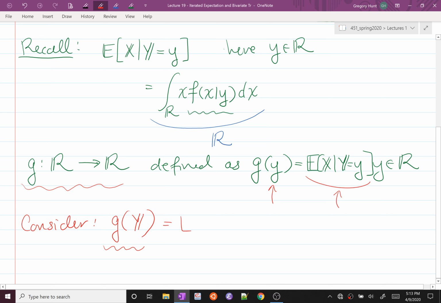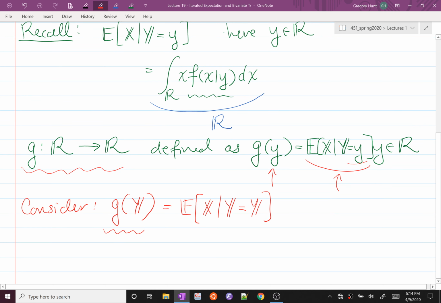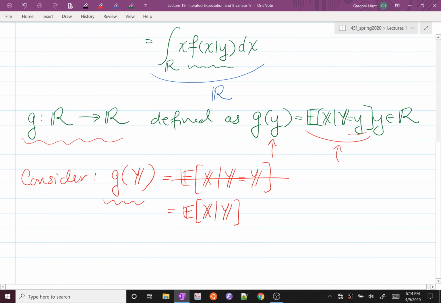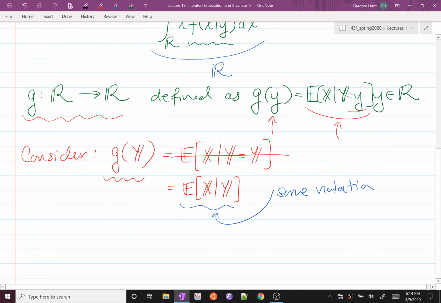You could imagine that you could plug it into the formula. You could say the expected value of X given Y is equal to, now instead of little y here, we could plug in big Y, although the notation looks a bit silly. So what we tend to do is just write the expected value of X given Y. At the end of the day, this is just notation, and what it stands for is g of Y, where g is defined up here.